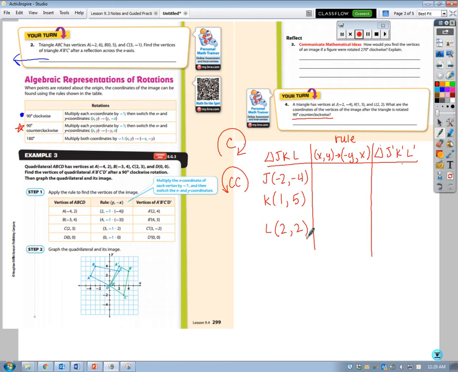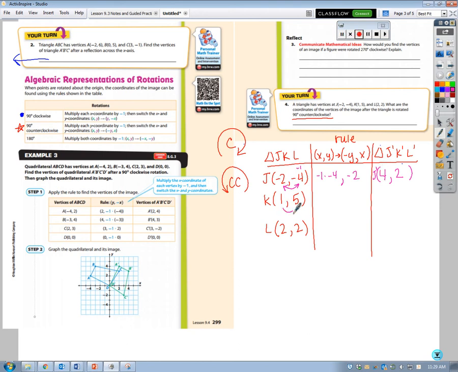Okay, so then I'm going to go ahead and apply my rules to each of these. So I need to multiply my y-coordinate by negative 1, and I need to switch them. So I'm going to go ahead and do negative 1 times negative 4, because I switched them, and then negative 2. So this was my original y, right? So I switched these, and then I'm multiplying this, my y-coordinate, by negative 1. Okay? So negative 1 times negative 4 is positive 4, and then the x, which is now the y, is 2. Oops, and this should be J prime.